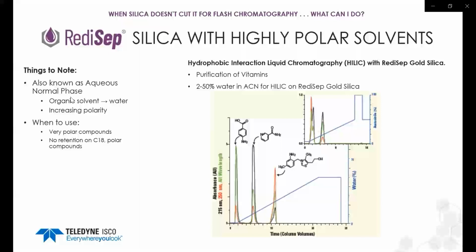And we also know HILIC is also referred to as aqueous normal phase. If you think about it, we're going from a non-polar to more polar solvent. We're working from an organic solvent to water, which is going to be more polar, so increasing polarity. This can be very useful for very polar compounds. And anytime you don't see retention on C18 with polar compounds, this may be a good alternative for you.